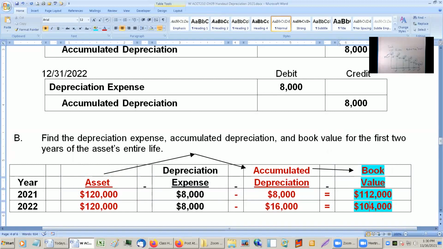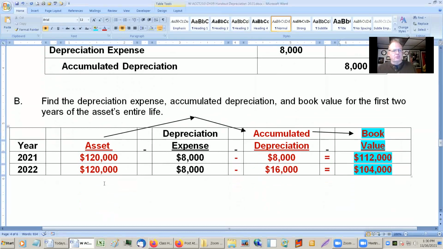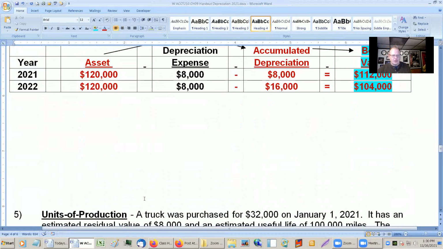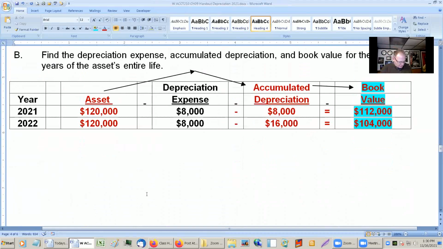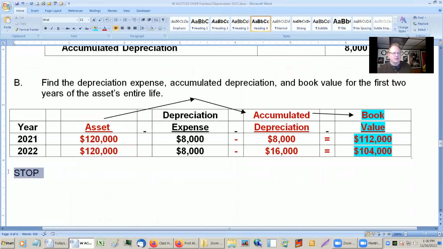So every year it goes down by 8,000. It'd be a straight line. Okay, this will be a good stopping spot. There's another method we're gonna go, units production. Do that tomorrow. Not tomorrow, Thursday.